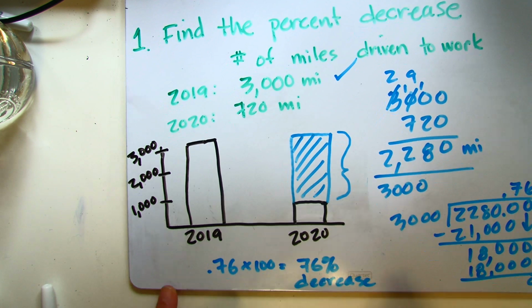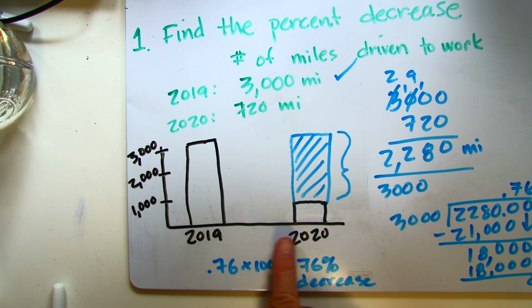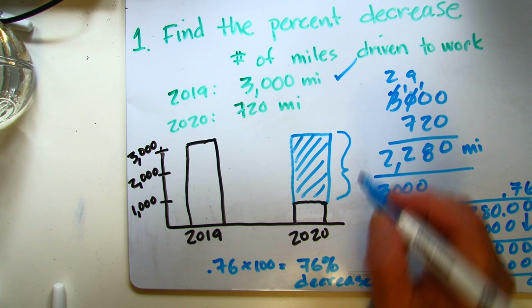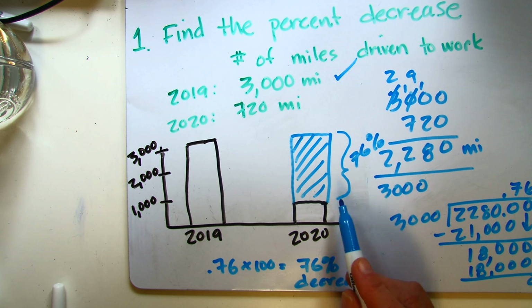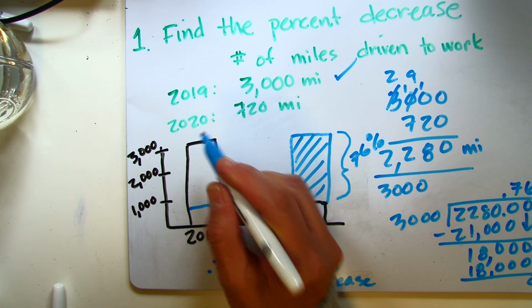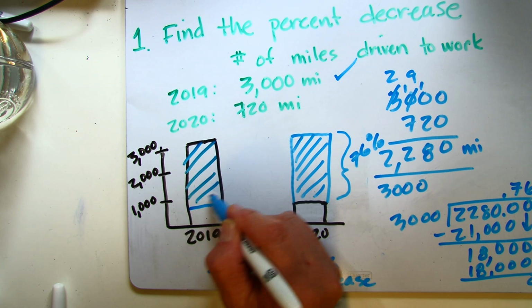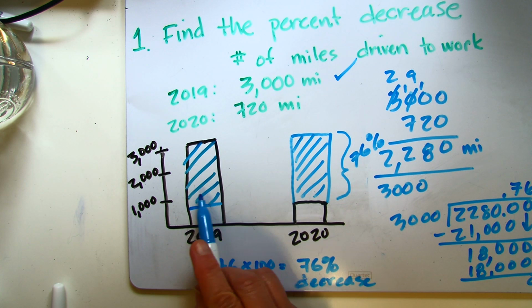So if I look at this table, you can see that in 2019, we drove 3,000 miles to work. In 2020, however, we drove a lot less. We drove 76% less. Now this 76% is taken from the original amount. So basically, this is the percent of decrease that took place from the original amount.